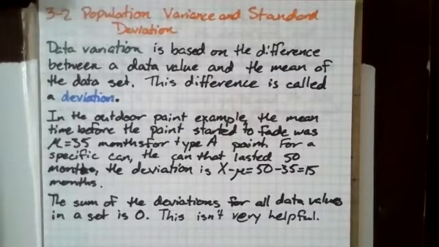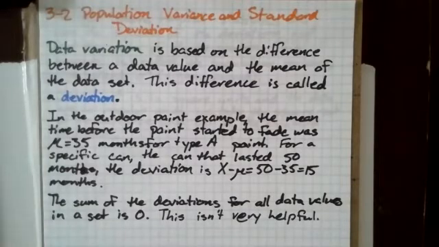In this video, we'll discuss population variance and standard deviation. Data variation is based on the difference between a data value and the mean of the data set. This difference is called a deviation. In the outdoor paint example, the mean time before the paint started to fade was mu equals 35 months for type A paint. For a specific can, the can that lasted 50 months, the deviation is x minus mu, which is equal to 50 minus 35, which is 15 months.